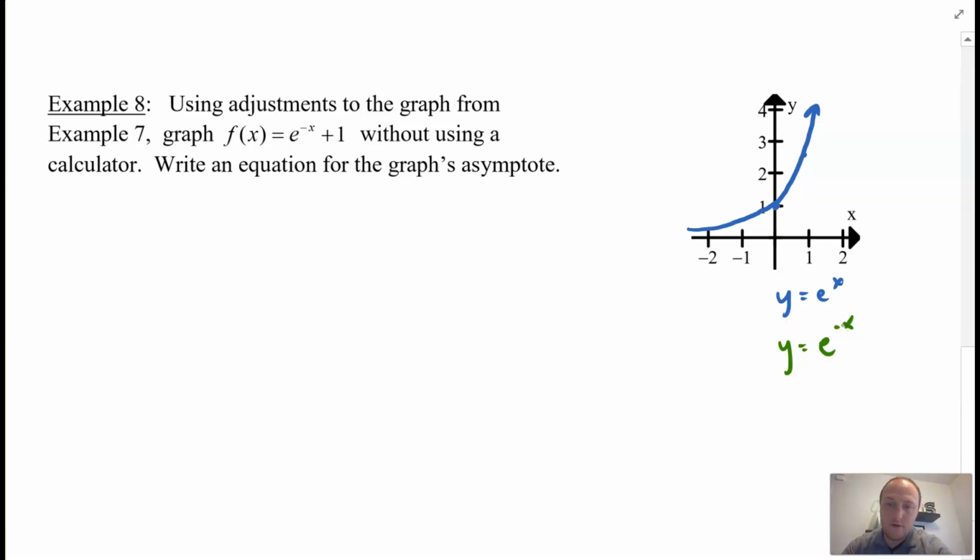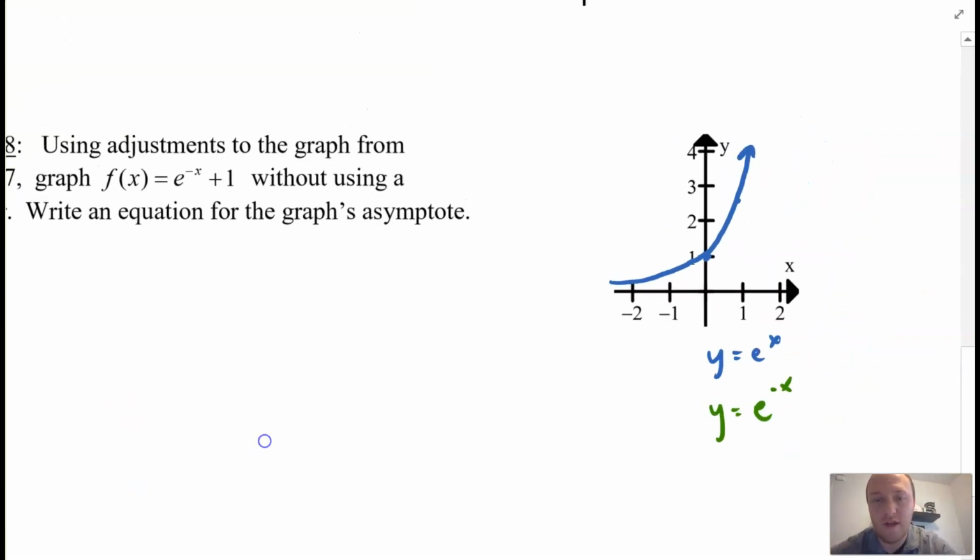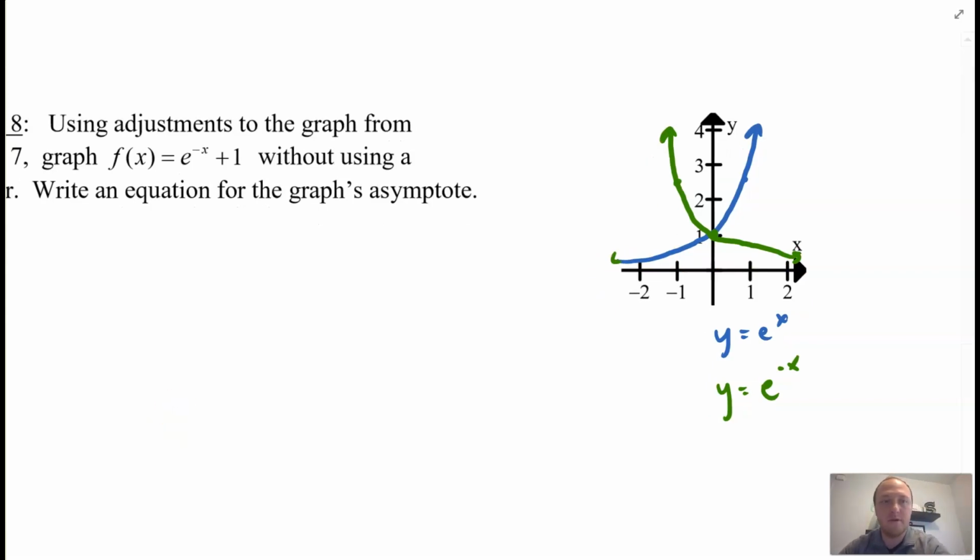If you remember this from Accelerated Math 3, a negative in front of the x is going to cause a horizontal reflection, or a reflection across the y-axis. So our graph looks something like this. Then I have a k value of plus 1, so I'm just going to shift up 1 unit. Our asymptote shifts up as well. So our graph looks something like this.